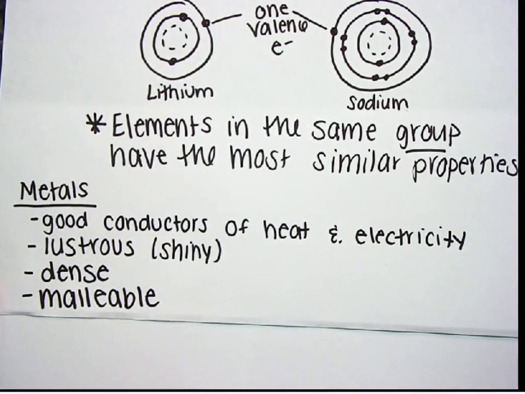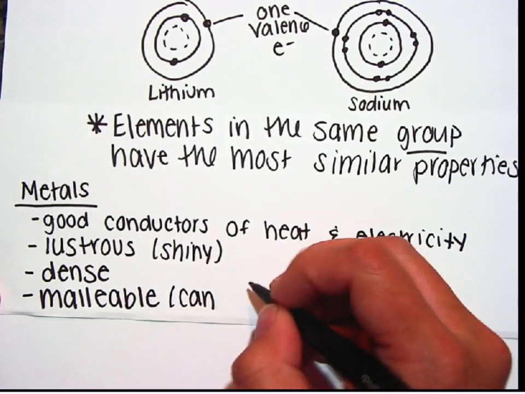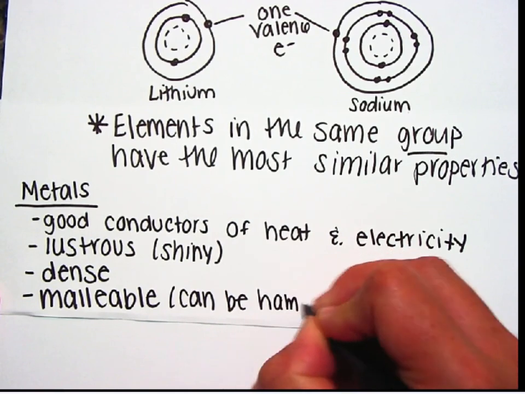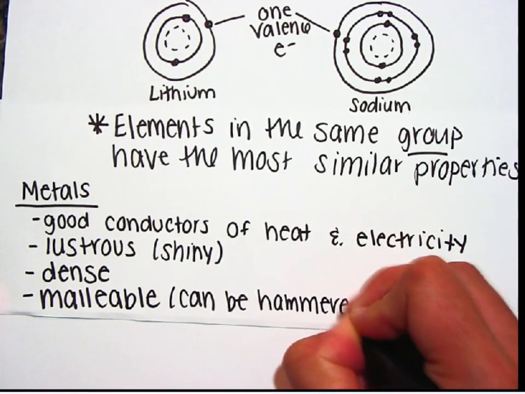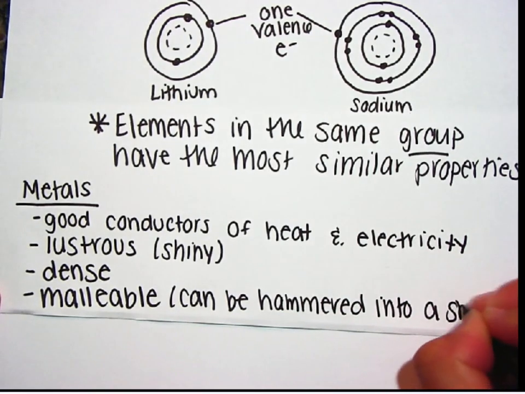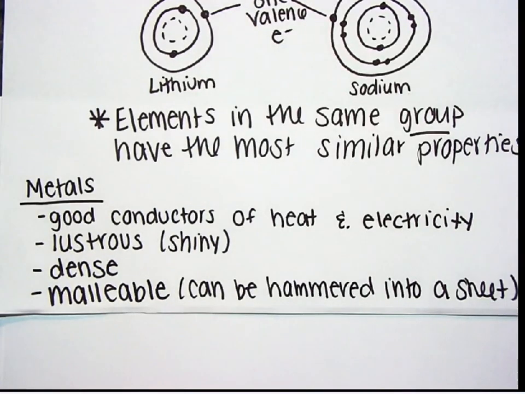Metals are also malleable. What this means is that metals can be hammered into a sheet. I always remember malleable like moldable. Metals can be moldable. If you had a metal that was spherical, you can hammer it flat.